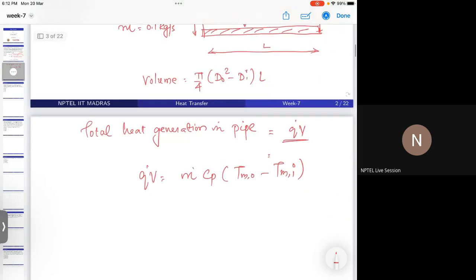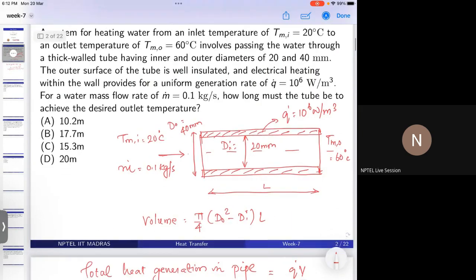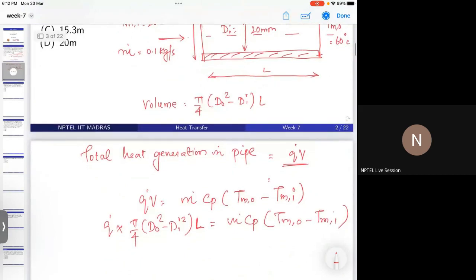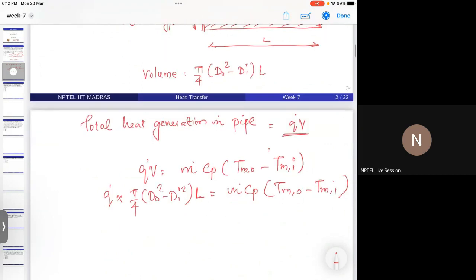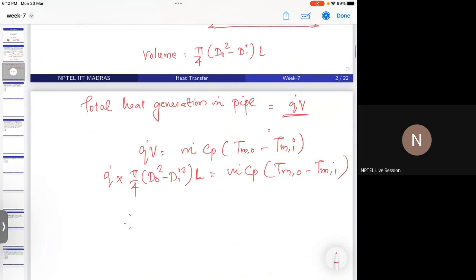You just need to substitute. We know q dot. Then q dot into pi by 4 (Do square minus Di square) into L is equal to m cp (Tmo minus Tmi). The only unknown is L, which we need to find out. And cp you can take as 4.182 kilojoules per kilogram Kelvin. So can you please calculate and say what L is?